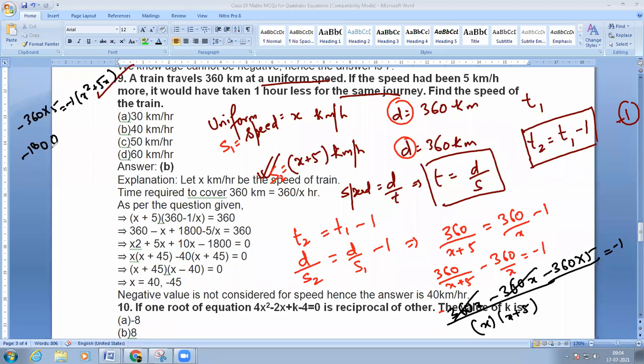So it is minus x square minus 5x. So the equation will be x square plus 5x minus 1800 is equal to 0. When you solve this, we have to take the factors of 1800 and then do the middle term split. So we will get the answer as shown over here, 40 and minus 45. So the speed can't be negative. So the answer will be 40 kilometers per hour, so the answer will be B. So this equation you have to solve by middle term splitting.